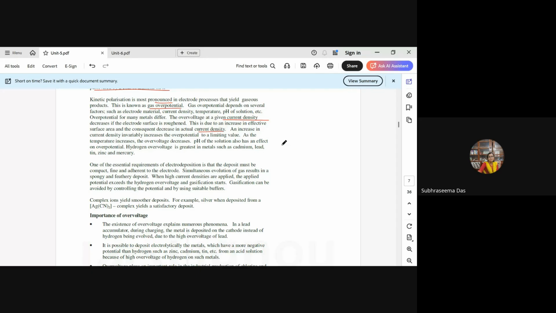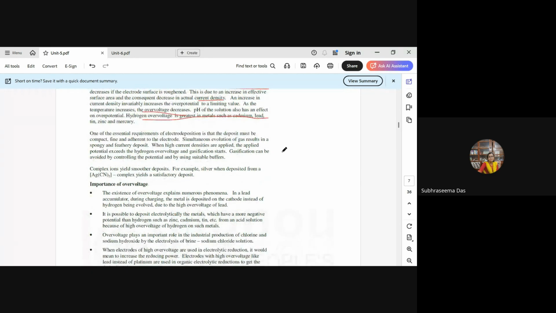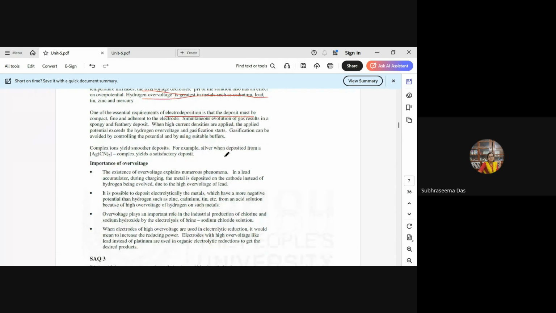An increase in current density invariably increases the over potential to a limiting value. As the temperature increases, the over voltage decreases. Hydrogen over voltage is the greatest in metals such as cadmium, lead, tin, zinc, and mercury. One of the essential requirements of electrode deposition is that the deposit must be compact, fine, and adherent to the electrode. Simultaneous evolution of gas results in very spongy deposits. So complex ions yield smooth deposits. For example, silver, when deposited from silver cyanide complex, yields a very satisfactory result.